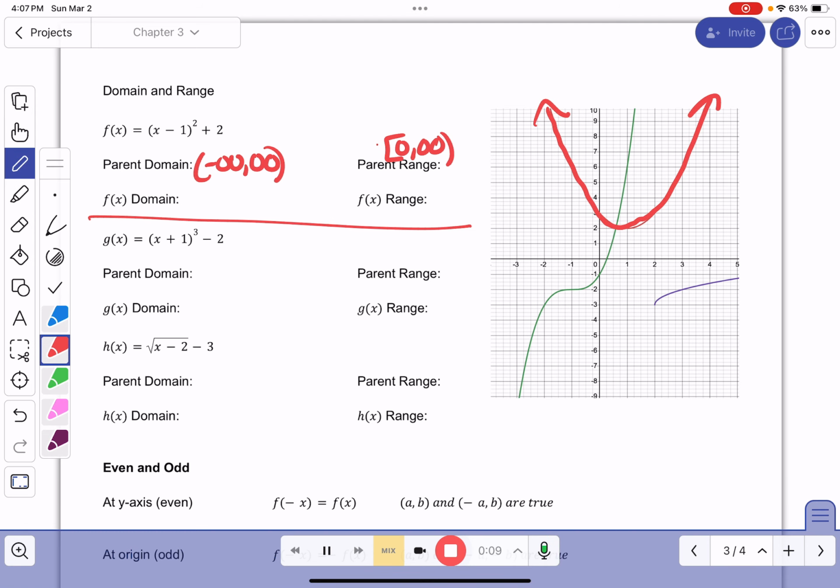Now if we look at the red graph on here, the center is right here. So that means we've moved right 1, which is that, and we've gone up 2, which is that. And the domain of that graph is still negative infinity to infinity. But now we have an absolute minimum, so our range is 2 to infinity.